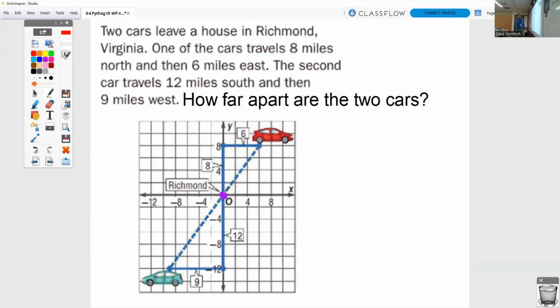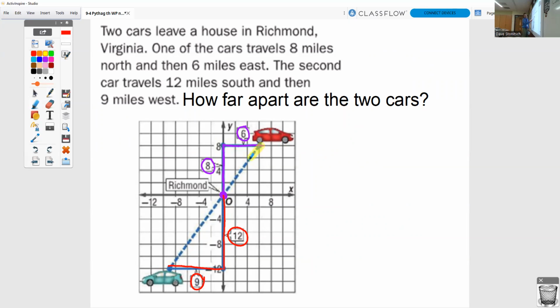One of the cars travels 8 miles north and then 6 miles east. What they're talking about right here, they're going 8 miles north, right? So we have 8 right here, and then it's going 6 miles east. We have 6 right here. The second car travels 12 miles south. So 12 miles south, all right, here's the 12, and then 9 miles west, 9 miles west right here. How far apart are the 2 cars?